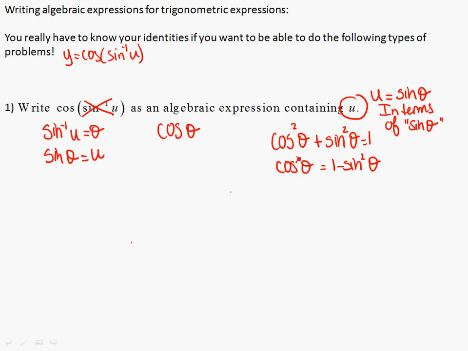How do you get rid of this square? How do I make this say just cosine of theta? What do I need to do? How do you get rid of a square, guys? Well, then let's write it this way.